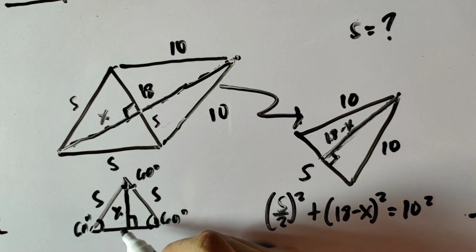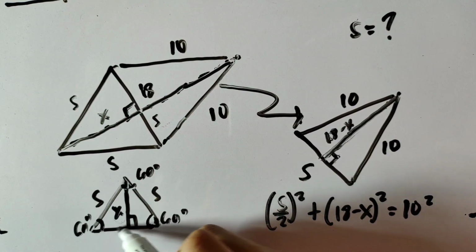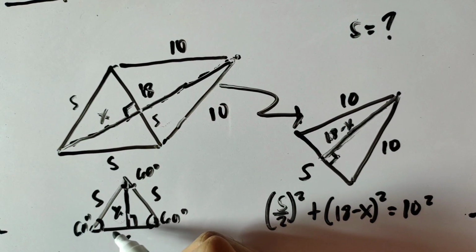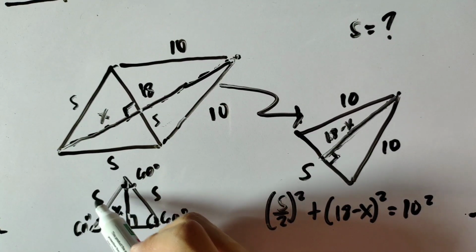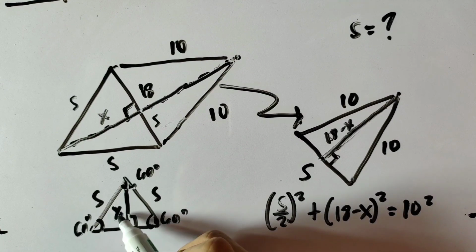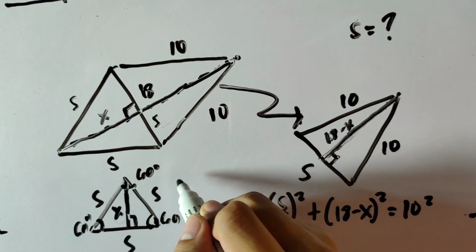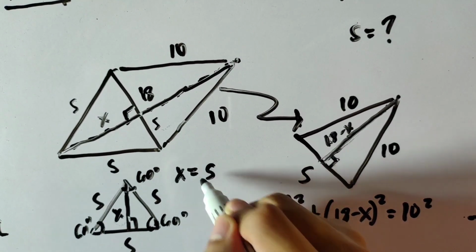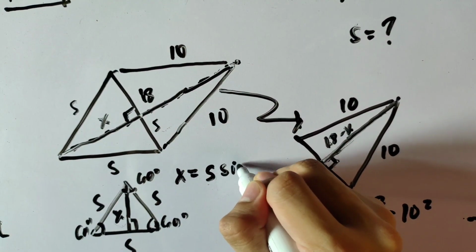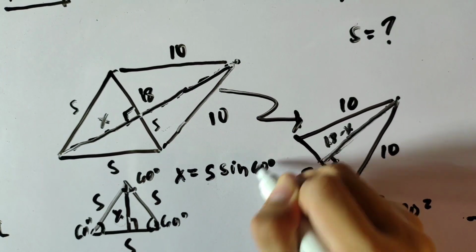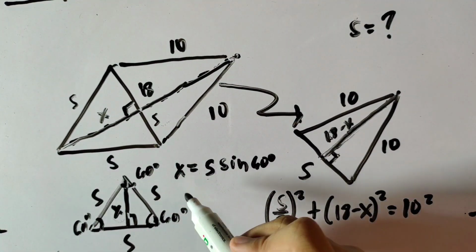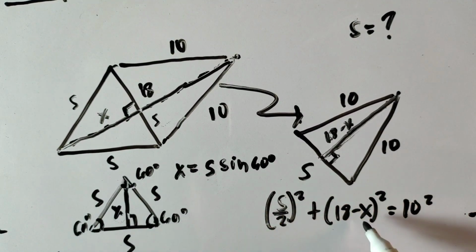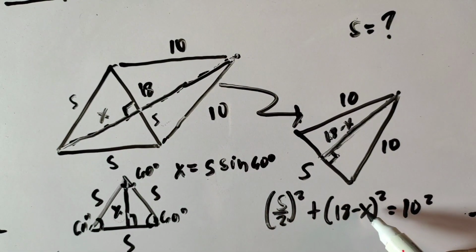So pwede natin gamitan to ng sine. So itong triangle na to, yung maliit na to, para ma-solve natin yung x, imultiply lang natin yung s times yung sine ng 60. Masasolve na natin yung x. So magiging equation natin, x is equal to yung hypotenuse niya times sine 60 degrees. So meron na tayong x in terms of s. So pwede natin i-substitute to dun sa equation natin para matanggal na natin yung x.